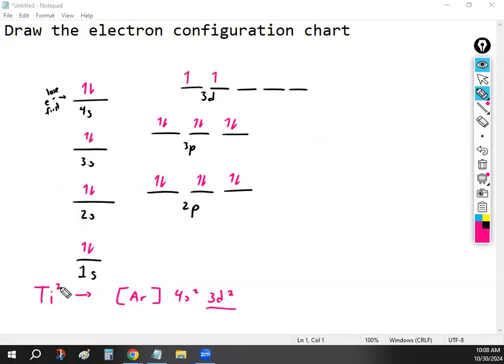All right, and then if you guys wanted to do Ti2+, the configuration is [Ar] 3d2, so all you do is just erase these, and it would look like that. That's it. That's what we finished off with last time.